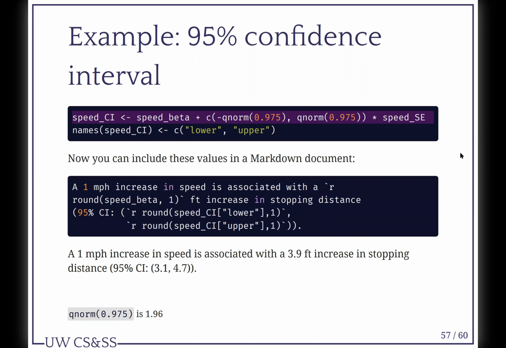And now you can include these values in an R Markdown document. So you could say a 1 mile per hour increase in speed is associated with R round the speed beta 1, feet increase in stopping distance, 95% confidence interval with our inline R code for our confidence intervals, and it will show up as a 1 mile per hour increase in speed is associated with a 3.9 foot increase in stopping distance. 95% confidence interval is 3.1 and 4.7. And then now, if you'd like to, go back and manipulate your data some way, it would still give you the correct confidence intervals in your R Markdown document at the end.